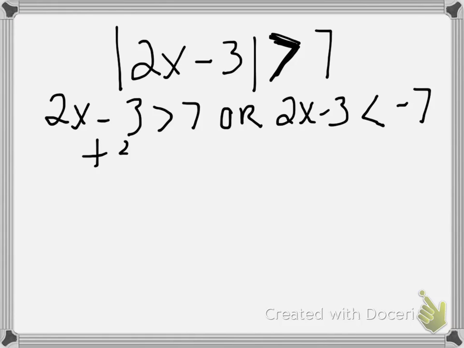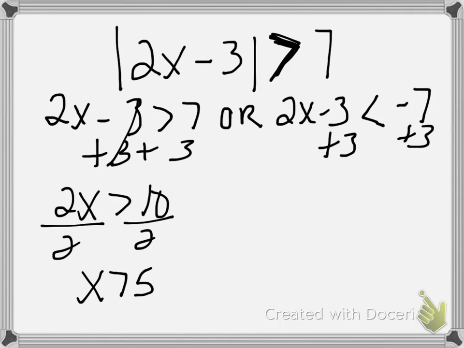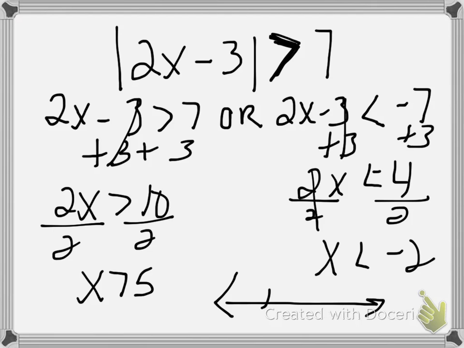So adding 3 and adding 3 would give me 2x is greater than 10. I'm dividing by 2, so x is greater than 5. I'm adding 3 and adding 3, so 2x is less than negative 4, and divided by 2, x is less than negative 2. Now, if I'm going to graph that, I'm going to have to put negative 2 on the left, and I'm going to have to put 5 on the right.